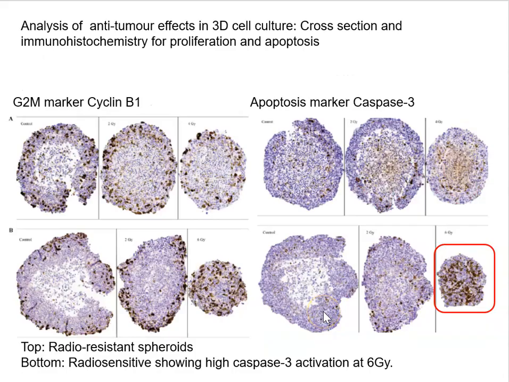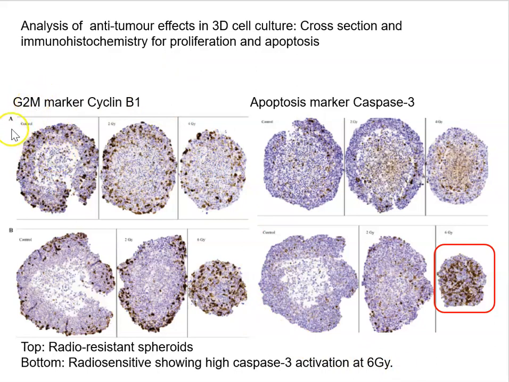Now, once you've got your cells growing in 3D cell culture, you want to do some sort of analysis on them. The sorts of things that we routinely do is section through the 3D cell cultures as if they're a piece of tissue and then stain them up by immunocytochemistry. So this is just some irradiated cell cultures.